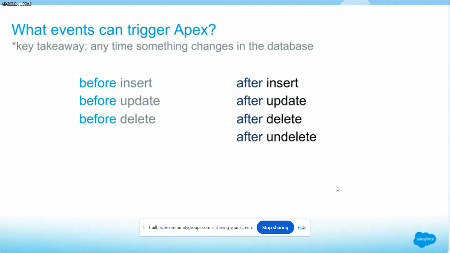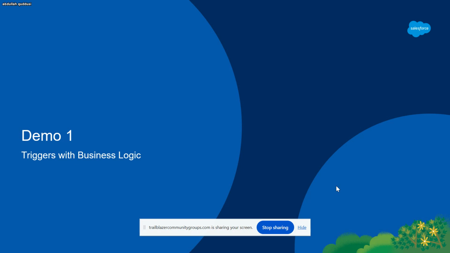And after insert, after update, these are all when the record gets saved, and then we will have to perform some sort of operations. These all work in the same way: insert, update, delete, and undelete. So the first thing is triggers with business logic.